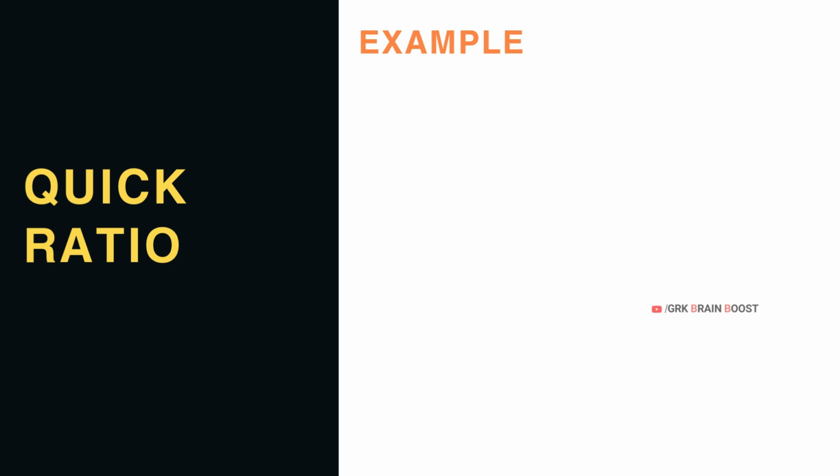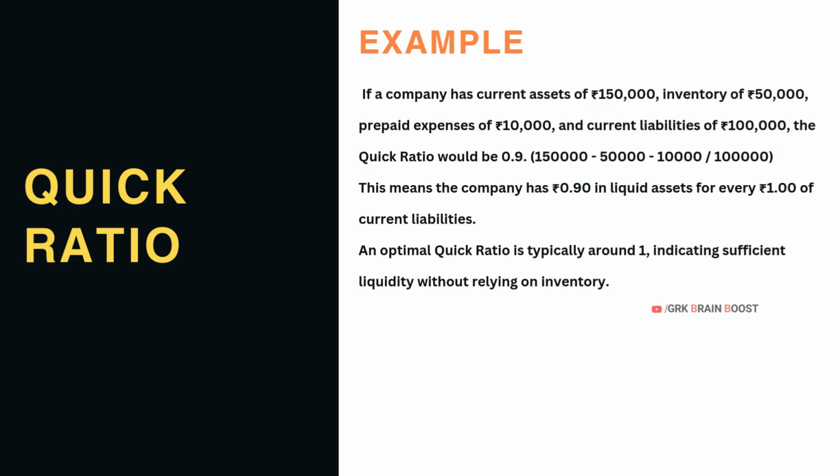Let us consider an example for understanding quick ratio. For instance, if a company has current assets of rupees 1,50,000, inventory of rupees 50,000, prepaid expense of rupees 10,000, and current liabilities of rupees 1 lakh. Now if you calculate, the quick ratio would be 0.9. This means the company has 0.9 rupees in liquid assets for every 1 rupee of current liabilities. An optimal quick ratio is typically around 1, indicating sufficient liquidity without relying on inventory.